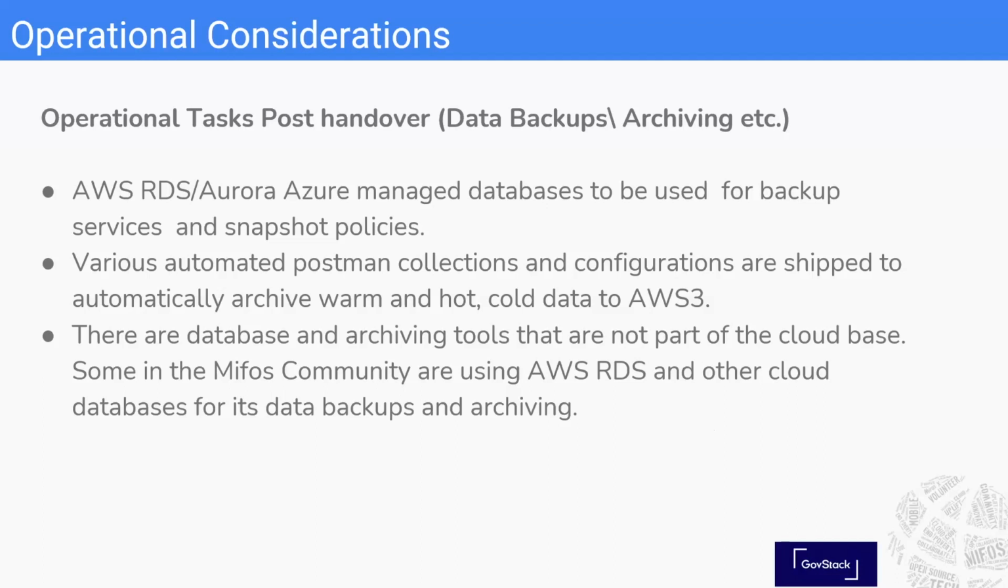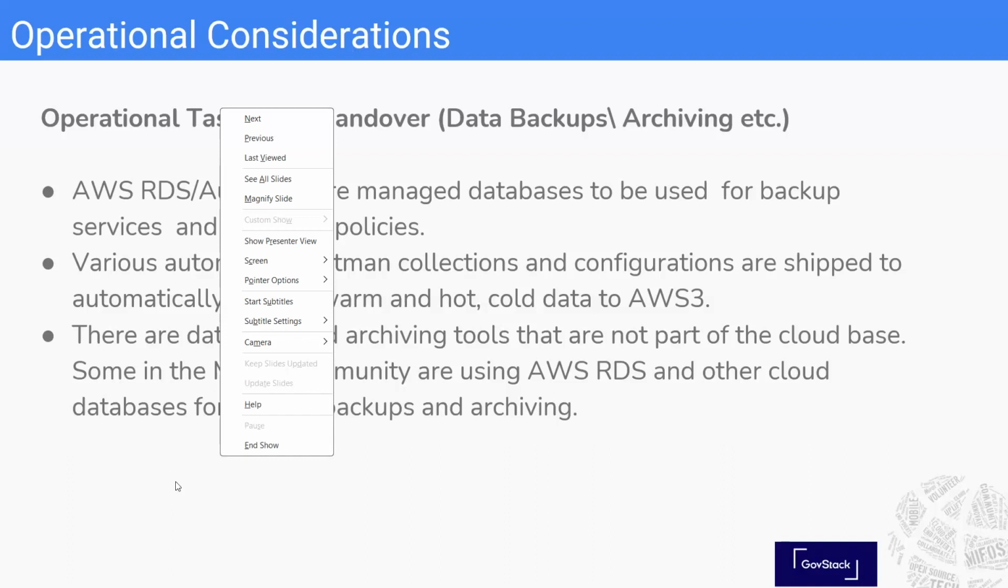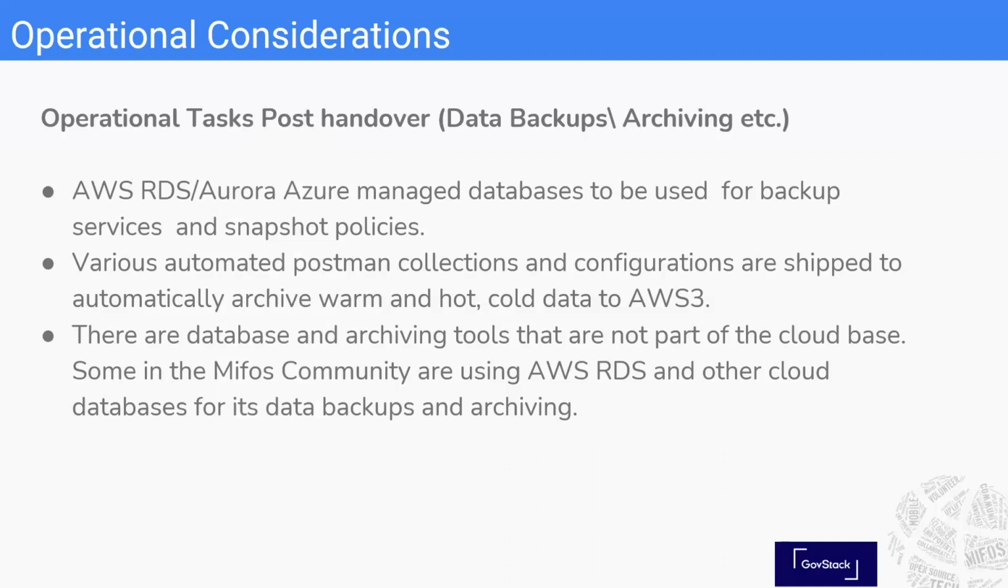Equally, you could use Postman collections and things like that, which will enable you to have hot, warm, and cold data feeds to minimise the need for manual intervention. And then there's database and archiving tools, which are typically not part of the cloud base, but some people in the community are already using AWS, RDS, and other cloud databases, which enables data backups and archiving. So they're operational type considerations that you should look at.